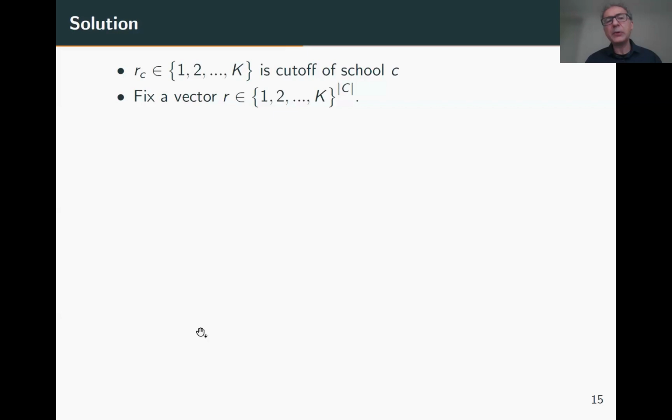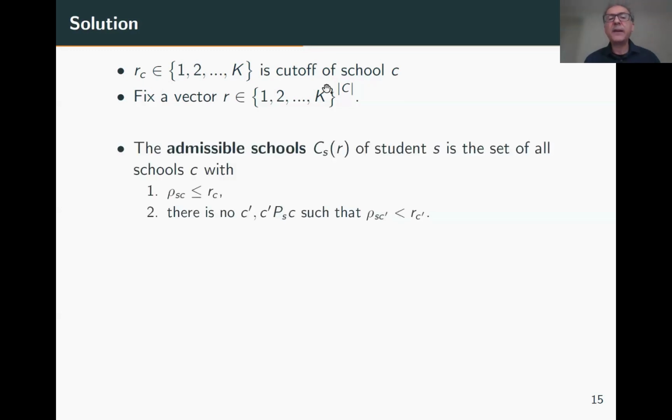Then what am I going to do? I'm going to do the following. Here is the cutoff for school C. I'm going to fix a cutoff vector R. This is going to be one cutoff for each school in this set. And I'm going to define the set of admissible schools for student S given cutoff R. What is that? First, a school is going to be admissible if the student has priority that is less than or equal to the admissions cutoff.